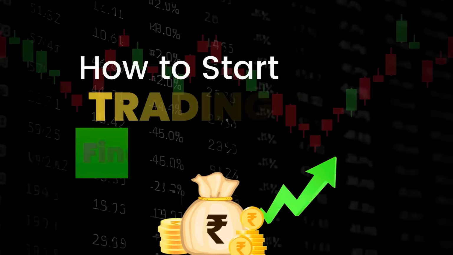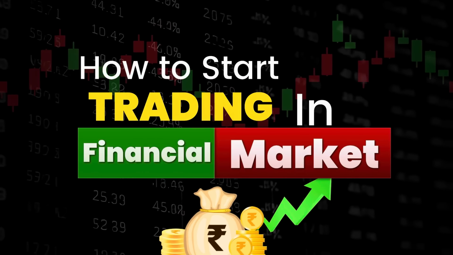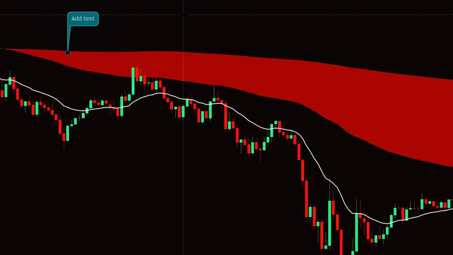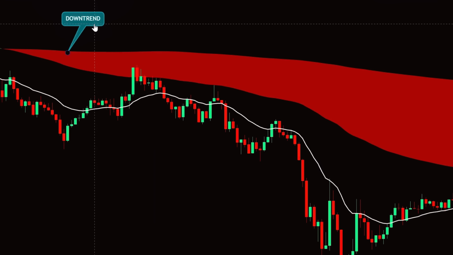Now let's put everything together using real examples. We're looking at the gold on the 15-minute time frame. The ribbon is red. Immediately, that tells us the overall structure is bearish. Lower highs and lower lows. Our job is not to sell immediately. Our job is to wait patiently for price to return toward value.